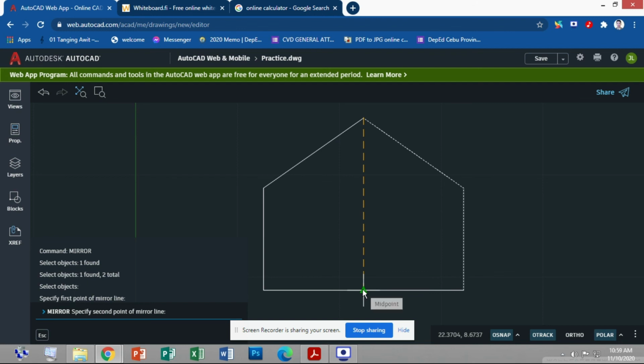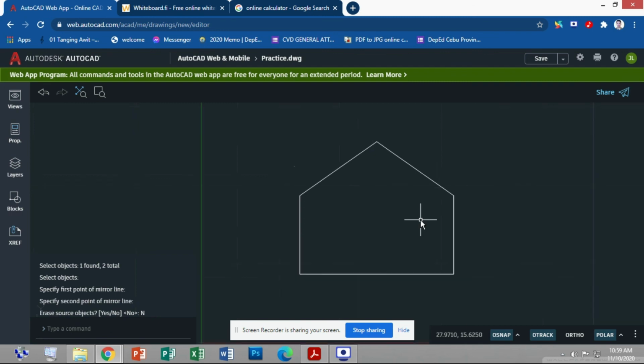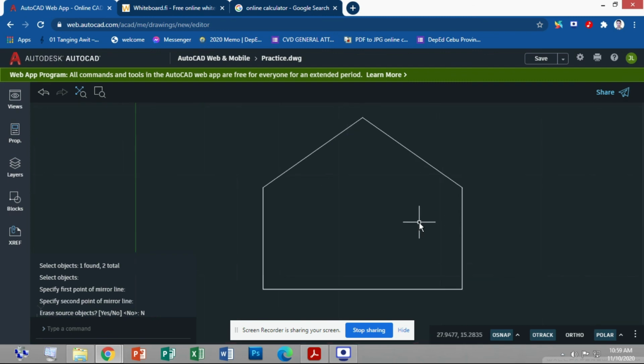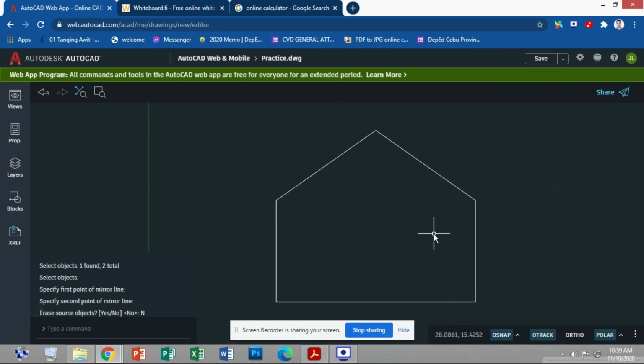Ayan. Tapos, click again. Okay. Ayan. Tapos, huwag ka muna ha. Tapos, erase source object? No. Okay. Ayan. Nabuo na. Okay, parang shortcut. Using the mirror image.